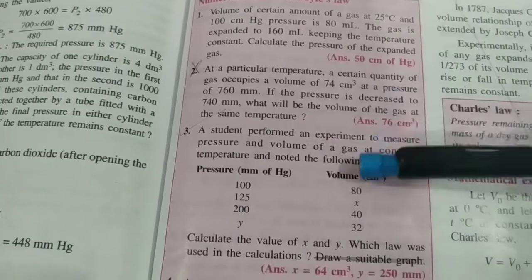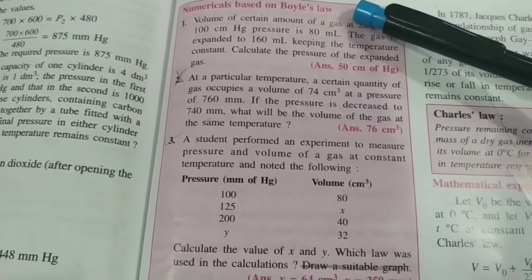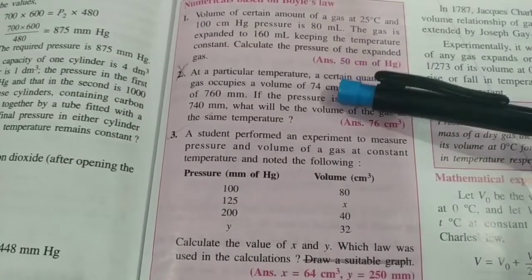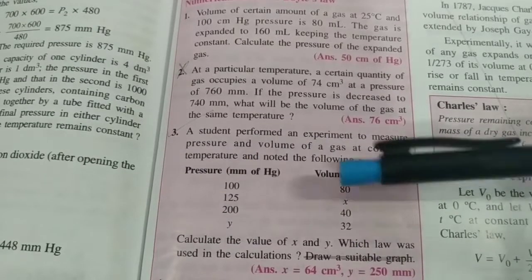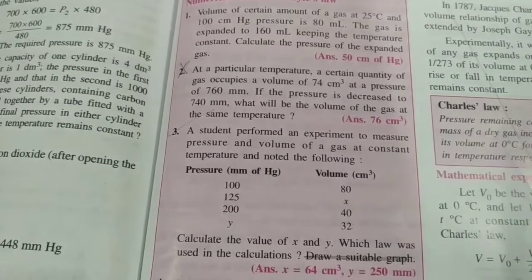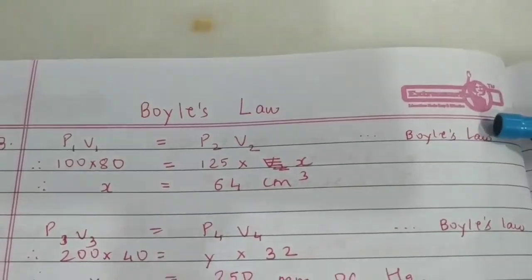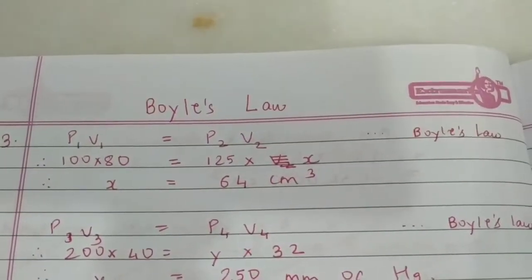Second sum is cancelled. The third sum, the hint is that this is all based on Boyle's law, which is P1 V1 is equal to P2 V2. In all these sums, temperature is constant. So here in this data, P1 and V1 is given, P2 is given, but V2 isn't given. So we have to find the value of X. So whenever you write a formula, you have to mention the law being used. Substitute the values, cross multiply and get the value of X.